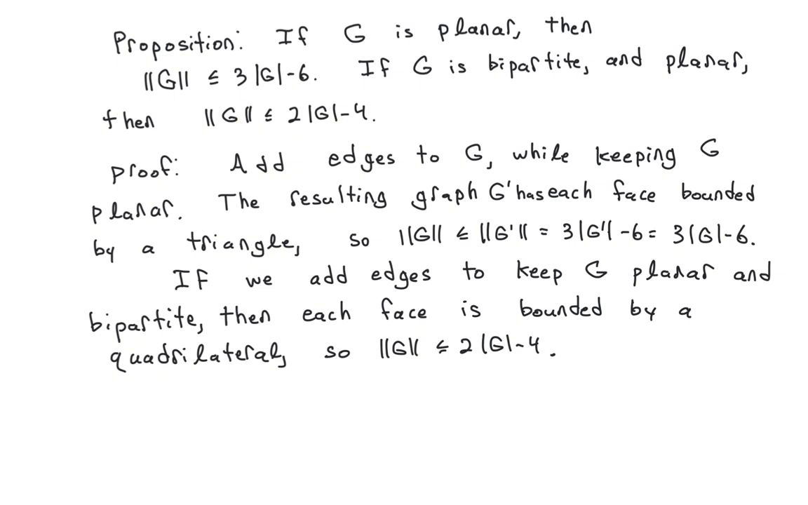If G is bipartite and we want to maintain keeping it planar and bipartite, then you have this feature that for every cycle, because it's bipartite, the number of edges on the cycle must be even. So then instead of taking a chord, you take a chord that skips 2 vertices to maintain the bipartiteness. So this forces the property that every face is bounded by a quadrilateral. So then we have our other bound coming from that type of plane drawing.